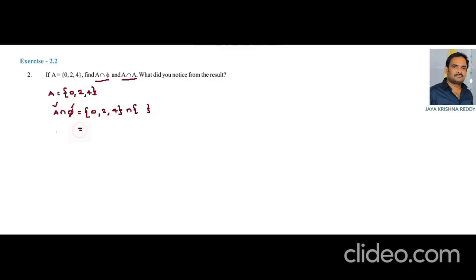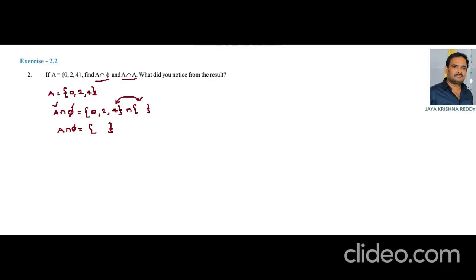So A intersection 5 equals, intersection means we have to write the common elements of these two sets. So can you observe or identify any common element of these two sets?